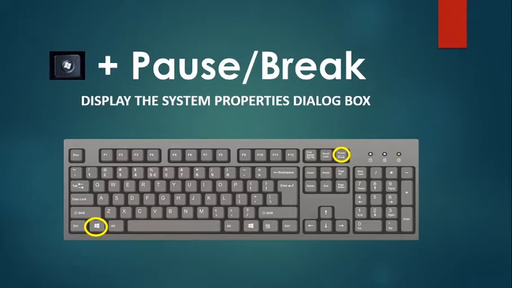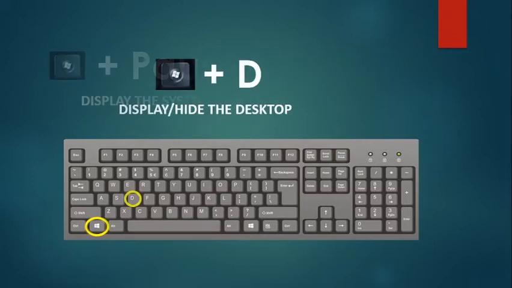For example, if you're purchasing a new laptop or something, you can simply use this combination to view the properties or the system requirements, so it can quickly get you to the properties of that particular laptop or computer. Next we have Windows plus D.